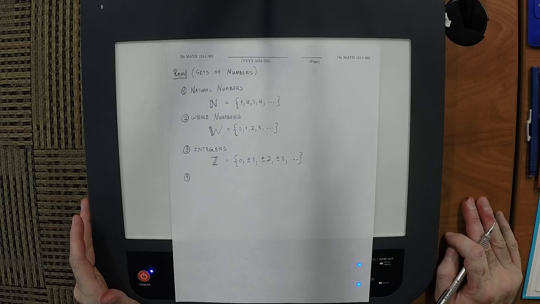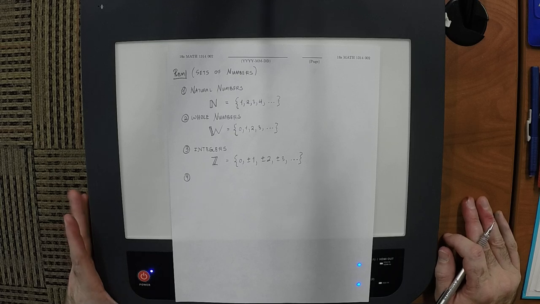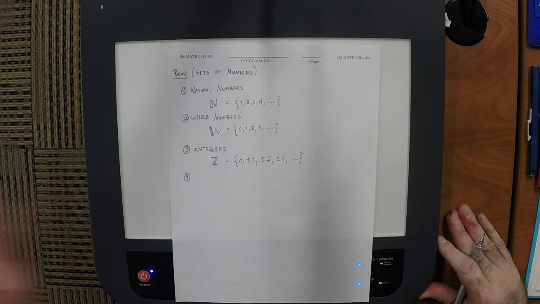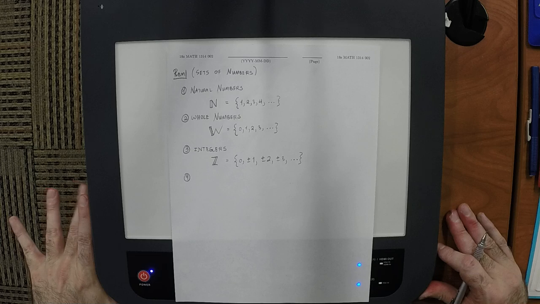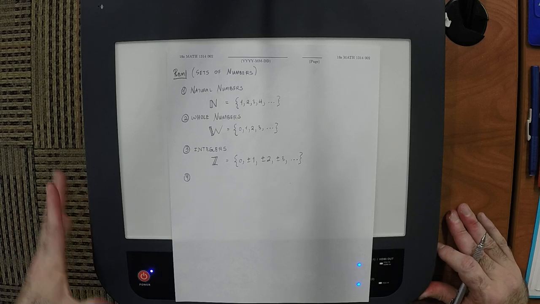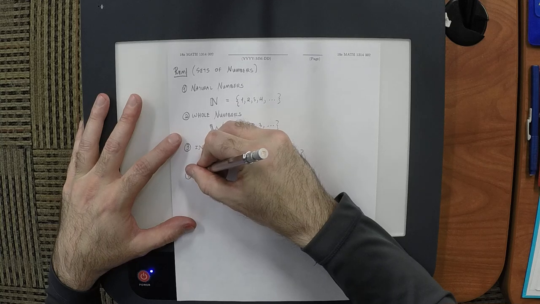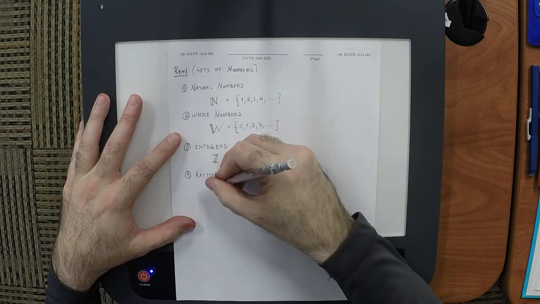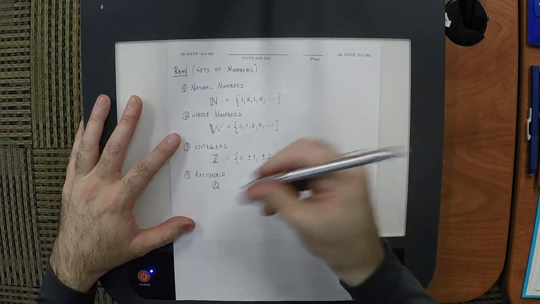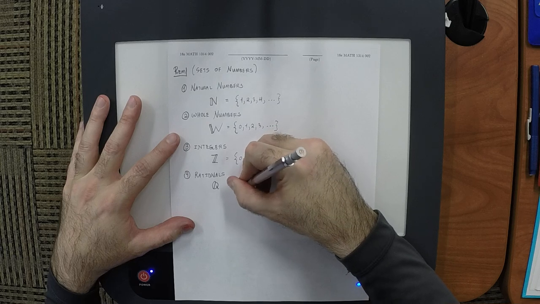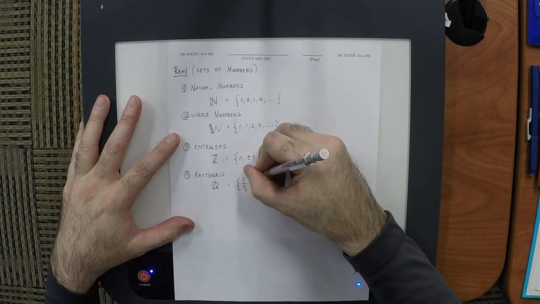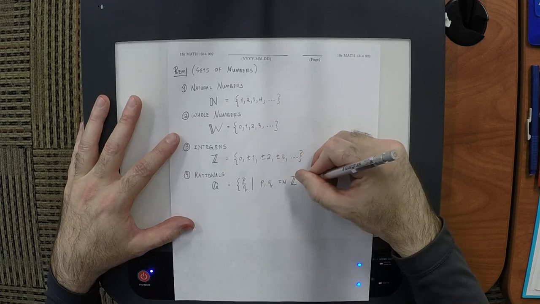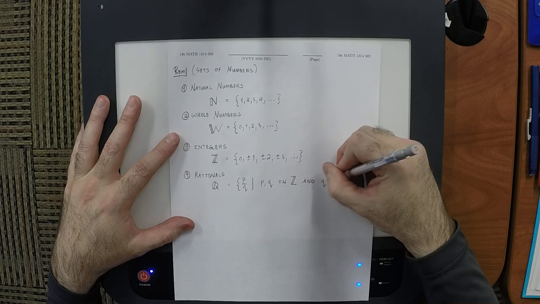Well, what about the square root of 100? I'm just being difficult. How about something like 3.5? Right? 3.5. That's not an integer. So this set is called the rationals. They're denoted with Q, obviously, for quotient. And it is the set of all p over q, such that p and q are in the integers, and q is not 0.